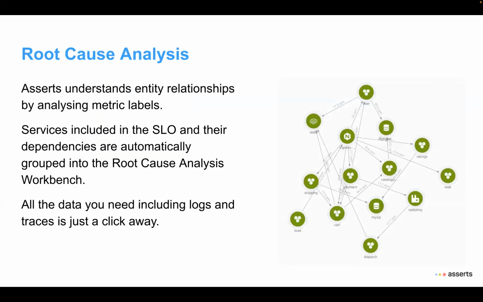Asserts understands the entity relationships between all the parts of your system by analyzing your metrics and the metric labels. So when you do see that SLO violation, as in the previous screen, that'll take you directly into the RCA workbench, the root cause analysis workbench, with all the entities related to that SLO violation, as well as all the alerts that are happening at that point in time. So you can dig through those and see what's happening. First thing you think of is what changed, was something deployed, and so forth. And you'll see all that within the timeline.